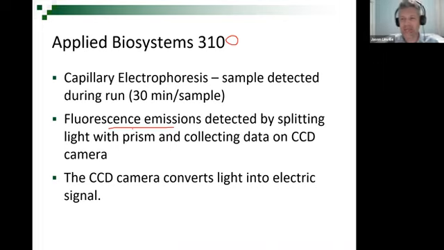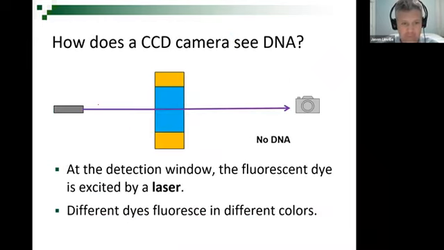After a period of time, when the DNA eventually hits that detector window, the laser hits the DNA, it fluoresces, and the laser is able to see and say, aha, DNA is here. I see fluorescence. Okay. All right.